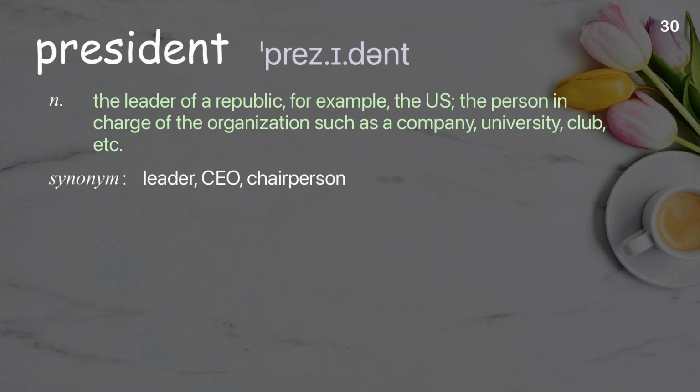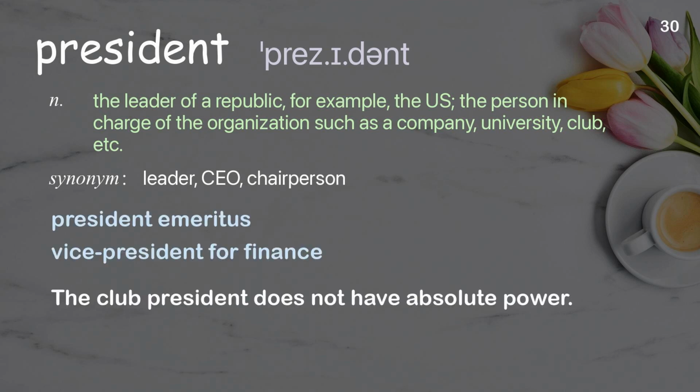President. The leader of a republic, for example, the U.S., the person in charge of the organization, such as a company, university, club, etc. Examples: President Emeritus, Vice President for Finance. The club president does not have absolute power.